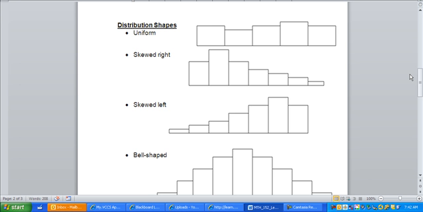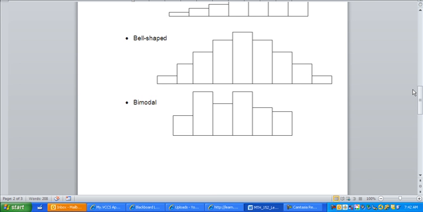If the heavier part is to the right and the skinnier and skinnier part goes to the left, it's called skewed left. And if it's somewhat symmetric and in a bell shape, we call that bell-shaped, or later on we'll talk about the normal distribution. And if we have two modes with kind of a lower bar in between, that's called bimodal, where we have two higher bars with maybe a shorter bar in between. So I just wanted to mention those.